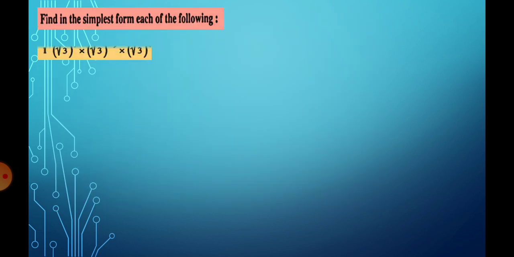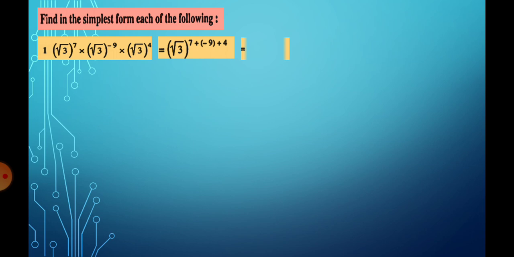Find in simplest form each of the following. Number 1: root 3 to the power 7 times root 3 to the power negative 9 times root 3 to the power 4. We multiply the numbers with the same bases. Drop the same base, root 3, and add the powers: 7 plus negative 9 plus 4. It will be root 3 to the power 2, which equals root 3.